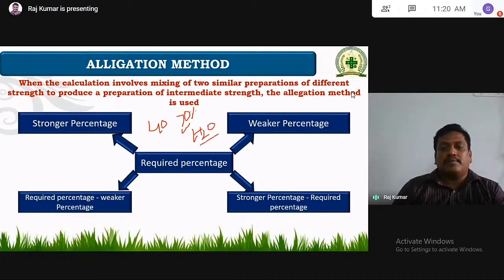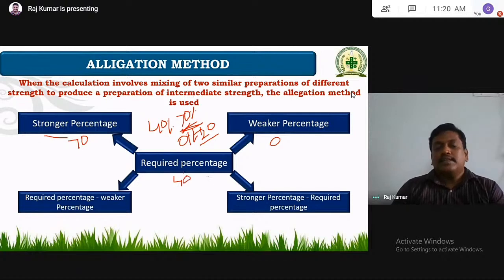Second concentration will be the water. First concentration will be 70%. How much you have to prepare? You have to prepare 40%. So water will be considered as 0%. So the stronger percentage will be 70 and the weaker percentage will be 0 because it is water. We are diluting with water. Then required will be 40%. This is what we have to select.